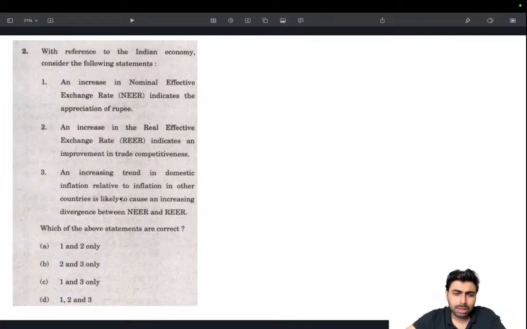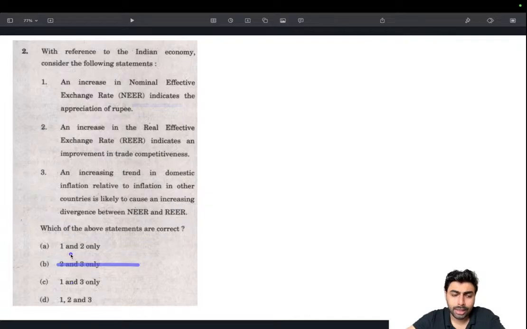An increase in trend in domestic inflation relative to inflation in other countries is likely to cause an increasing divergence between NEER and REER. This particular statement needs a little more understanding, and in the actual examination hall it will be slightly difficult to decipher because of the length of the statement as well as the technicality given. In the actual examination this was the most difficult part to decipher, but given the arrangement of options it was easier to arrive at the answer, because if NEER indicating appreciation of rupee makes perfect sense, we can take that statement as right.